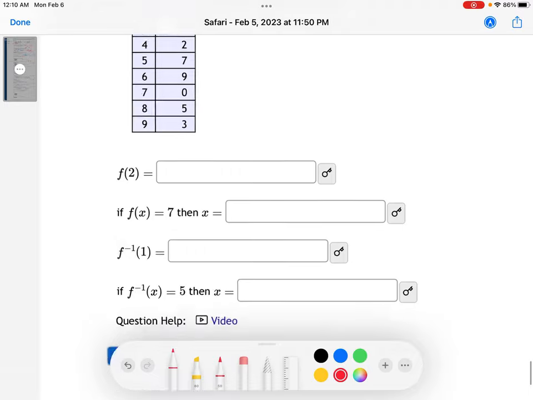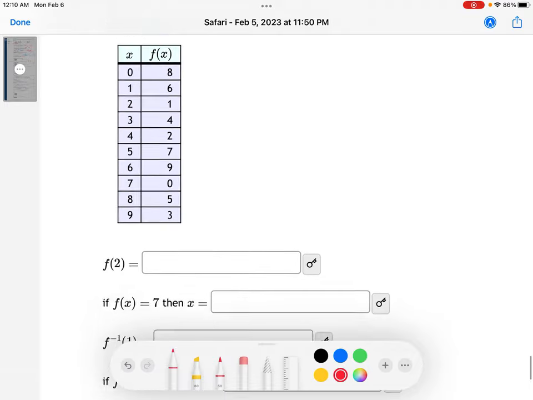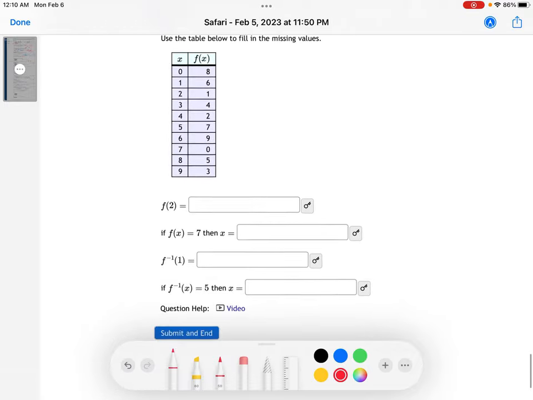Okay, more function stuff. Okay, these ones are getting a little bit repetitive here, but let's just do this fast. F of 2 is 1. If f of x is 7, so I'm looking in this f of x column, f of x is 7, then a 5 will make that. Okay, f⁻¹ of -1. So now we're going back this way. f⁻¹ of 1 is going to be 2.